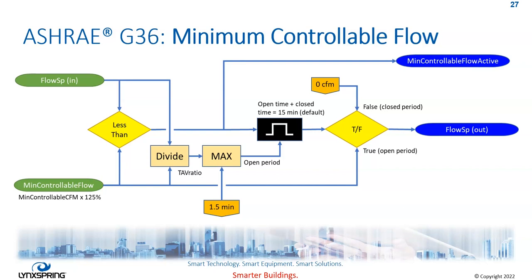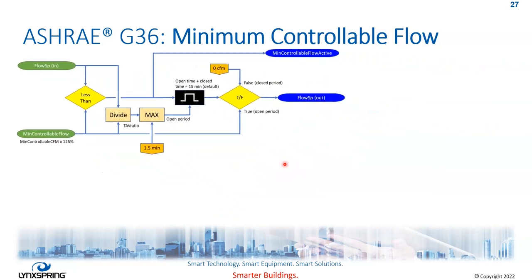When the airflow set point, which is either the cooling airflow or the hot deck airflow, drops below the minimum controllable flow value, the controlled flow set point is overridden by a pulse signal that switches it from 0 to the minimum controllable flow. And you'll notice this appear on the VAV main detail graphic.